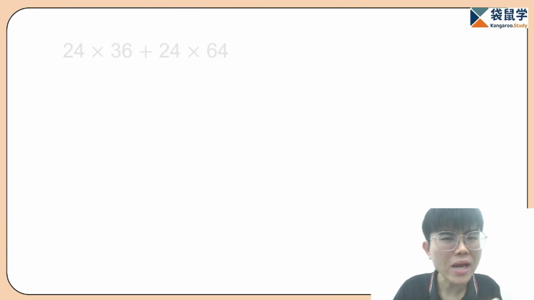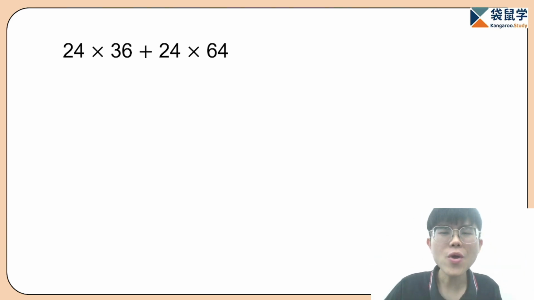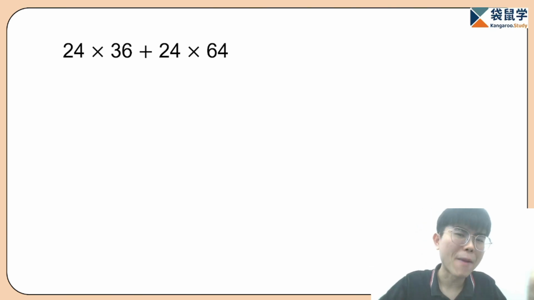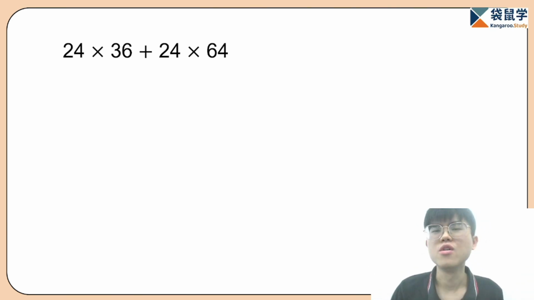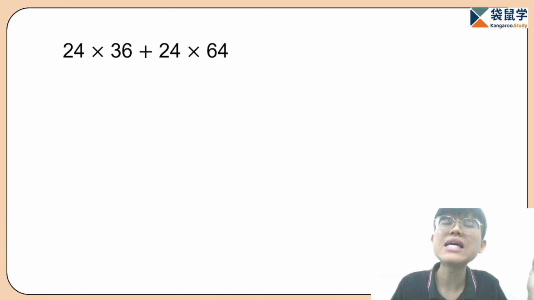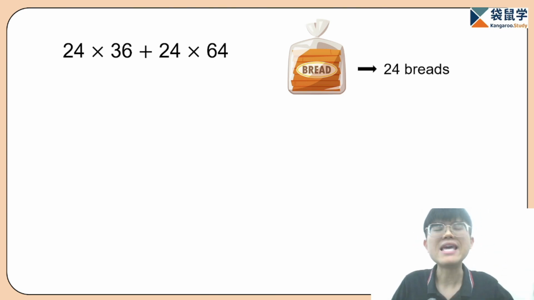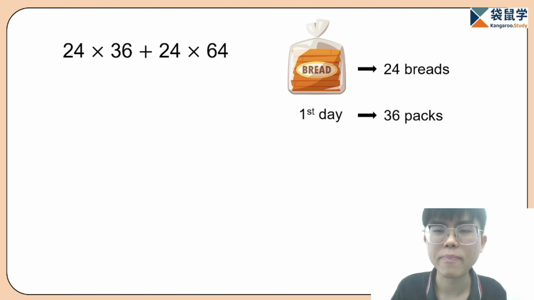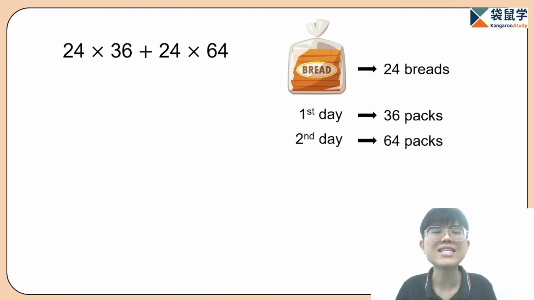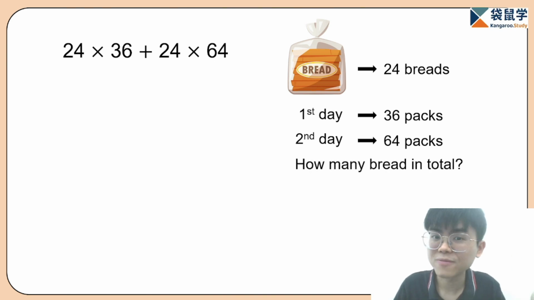Now, we want to calculate what is 24 times 36 plus 24 times 64. Again, we can just directly calculate it by doing the multiplication and then summing it up. But now, let me give you a scenario for this calculation. Let's say teacher Miss would like to eat bread a lot. In one pack of bread, there is a total of 24 breads. On the first day, teacher Miss bought 36 packs of bread, and on the second day, she bought another 64 packs of bread. So, how do we find how many breads were bought by teacher Miss in total?